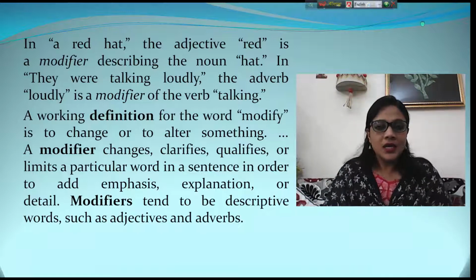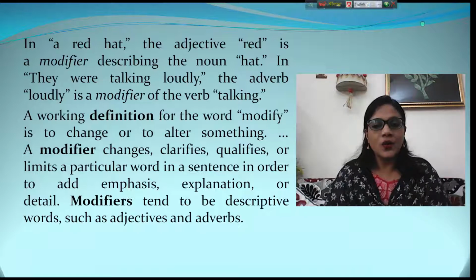My dear students, I again said a modifier changes, clarifies, qualifies. Three things: changes, clarifies, and qualifies or limits a particular word in a sentence in order to add emphasis, explanation, or detail.